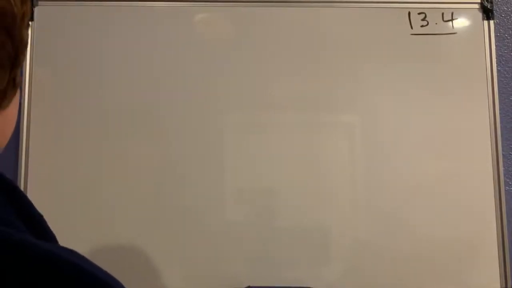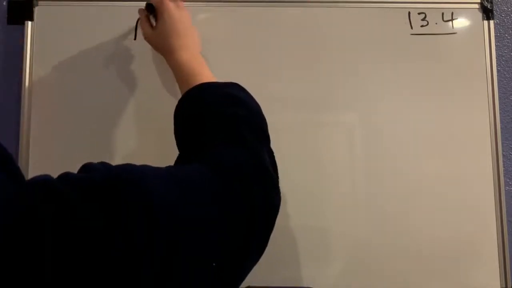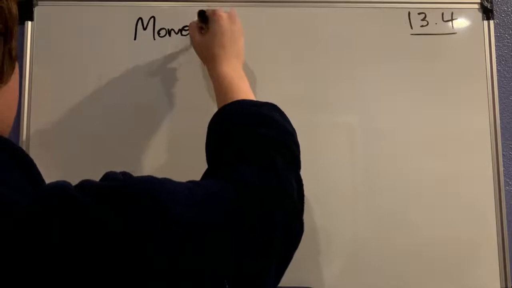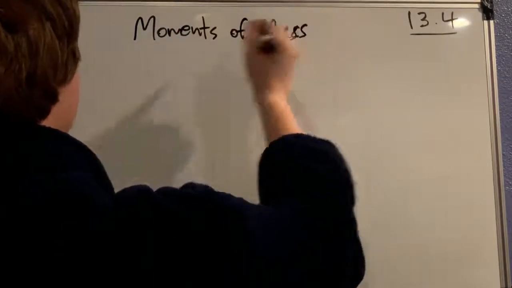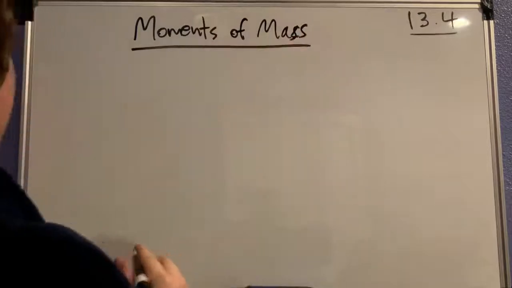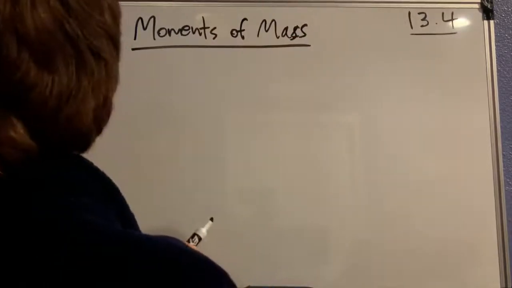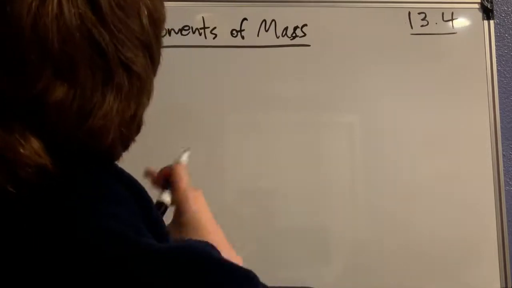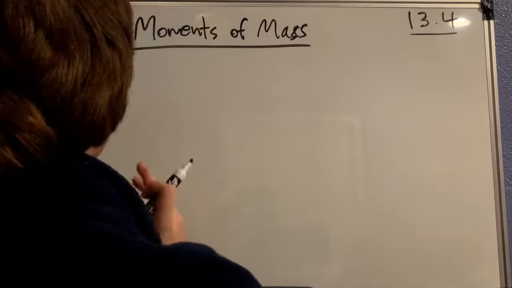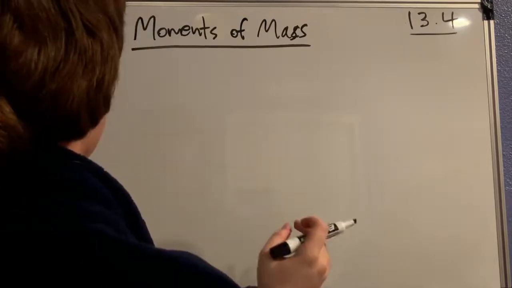Now I'm going to introduce a new concept called the moment of mass. So you can title this Moments of Mass. Now, Wikipedia defines a moment in general as the product of a distance and a physical quantity. So in this case, the moment of mass would be the product of distance and mass, where distance is the distance to the center of mass.